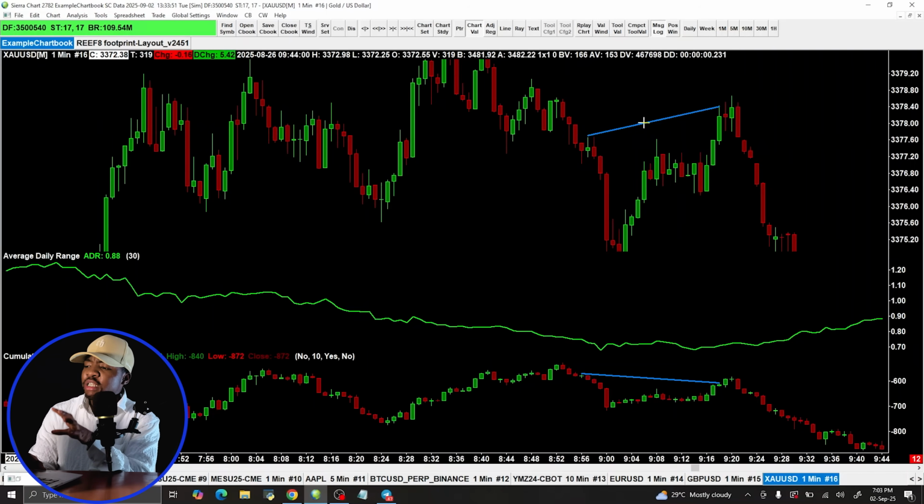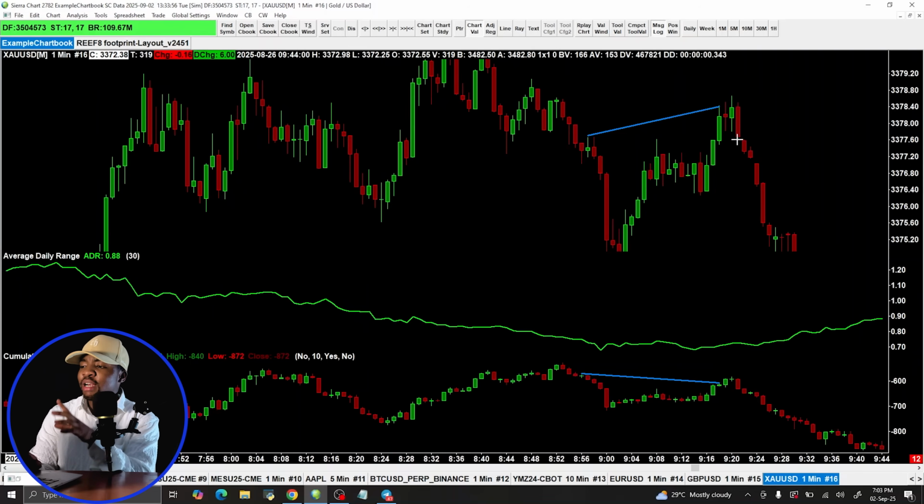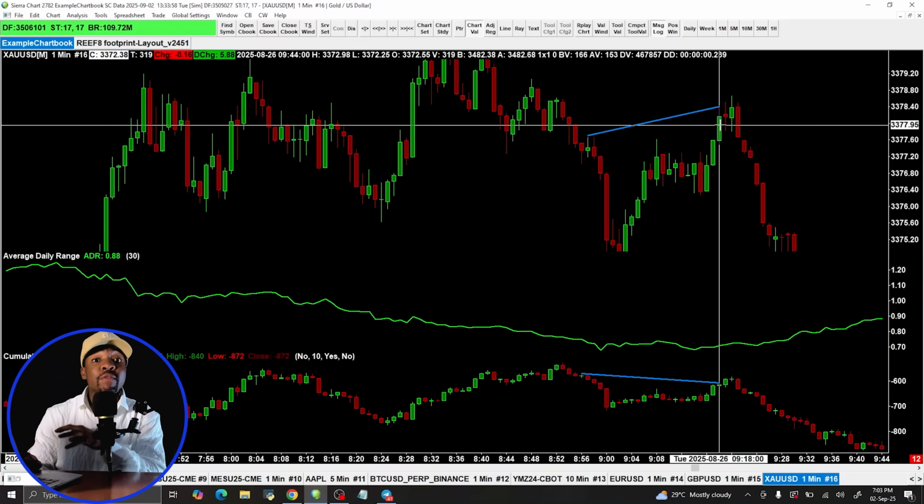So this cumulative delta divergence gives us a red flag here. Now that's the first red flag. The second red flag is the one given to us by the cumulative delta divergence. How do we confirm that price is actually going to go down?